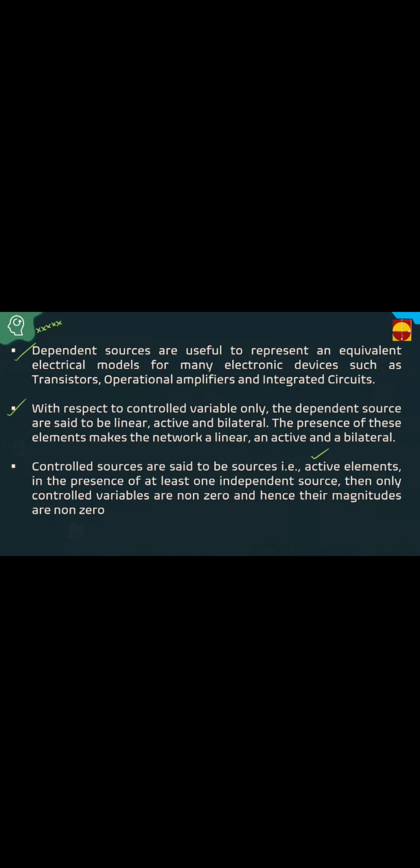If all are dependent sources, that circuit is totally passive, not active. There is no active element if there is no independent source. If there is an independent source, then only the dependent sources are the active elements. This statement is very important. Please remember this five-star statement. These three are very important statements.